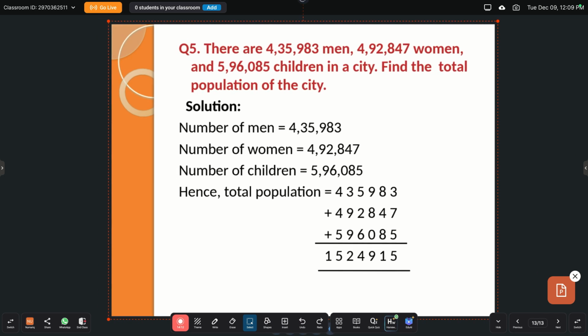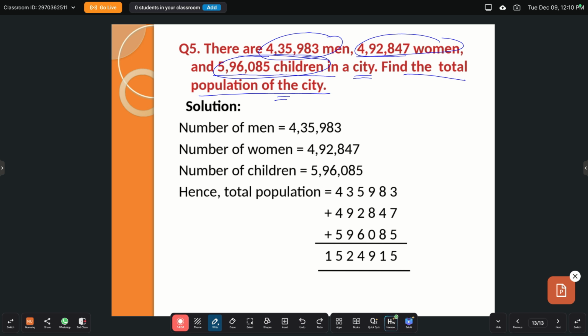Question number 5 is there are 4,35,983 men, 4,92,847 women, and 5,96,085 children in a state. Find the total population of the state. Here, we have to find the total population of the state. We have been given the number of men, the number of women, and the number of children. We have to find the total population. Okay, this is the question of addition again, as we have to find the total.